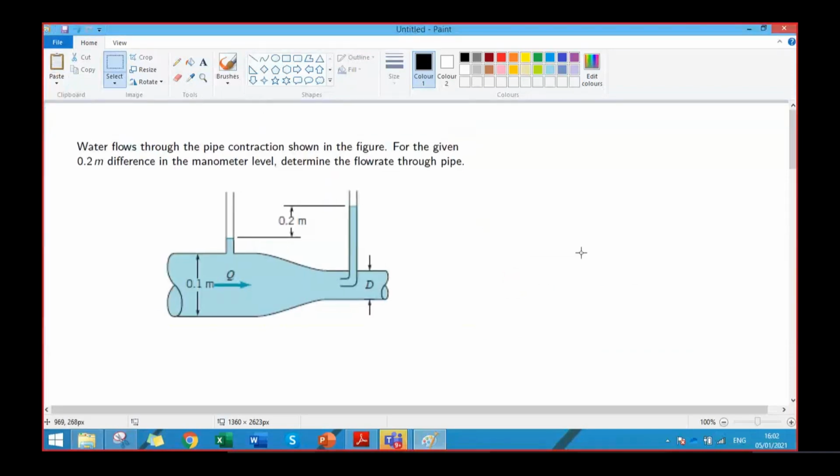So in the next problem, we have water flowing through a pipe contraction as shown in the figure, and there are 2 tubes installed at this pipe. One is a static tube installed at the pipe having larger diameter, and then there is another pitot tube fitted in the small diameter section, and the difference in the reading of the two tubes is 0.2 meters. You are required to determine the flow rate Q. So how can we solve this? Any ideas?